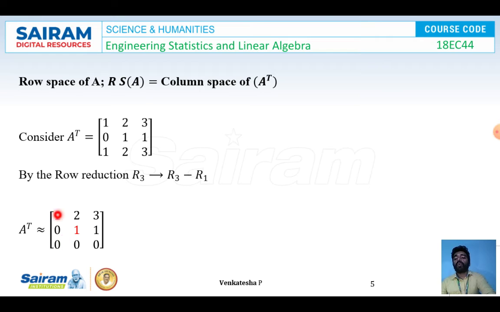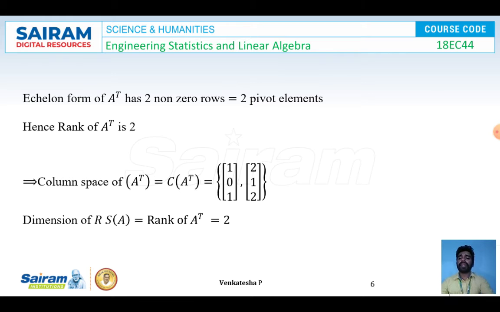Here this 1 and this 1 are the pivot numbers, because these two are in staircase form and we have zeros only below the pivot numbers. So I take these two as the pivot numbers, and this A transpose matrix has two non-zero rows, hence the rank is equal to 2 for the A transpose matrix, with two pivot elements.